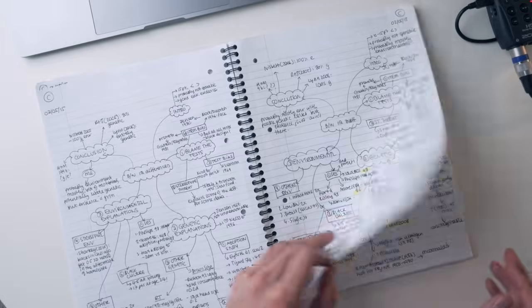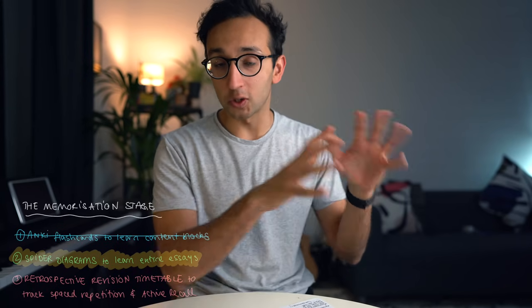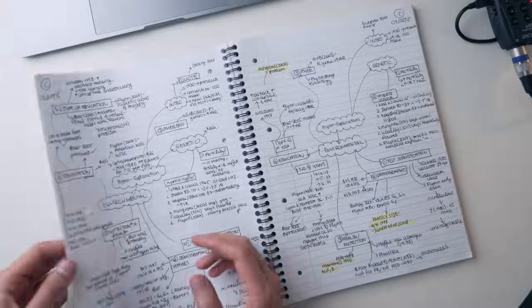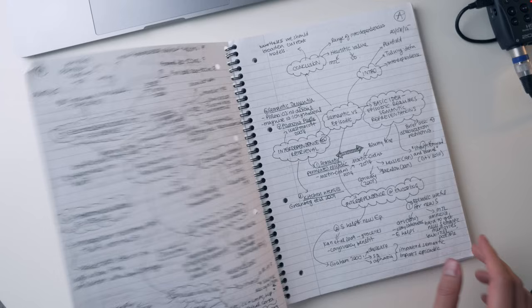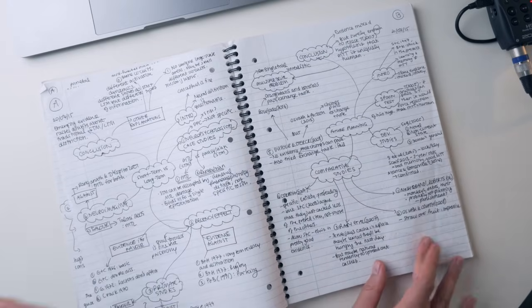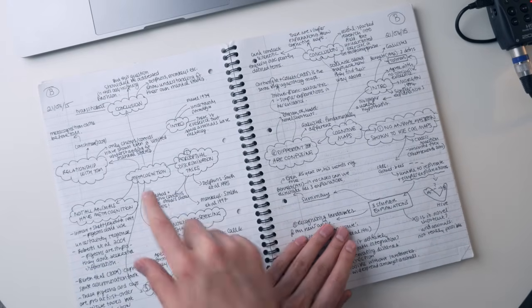All right, so the second prong of the memorization stage of the essay memorization framework involves spider diagrams. And this is the book that I made all my spider diagrams in. So having memorized a ton of content blocks from my essays using Anki flashcards, what I've now done is, from the 20th of April onwards, I made spider diagrams, one page diagrams of every single essay. So here's the first one about implicit versus explicit memory. We've done various topics within memory, cognitive maps, metacognition.